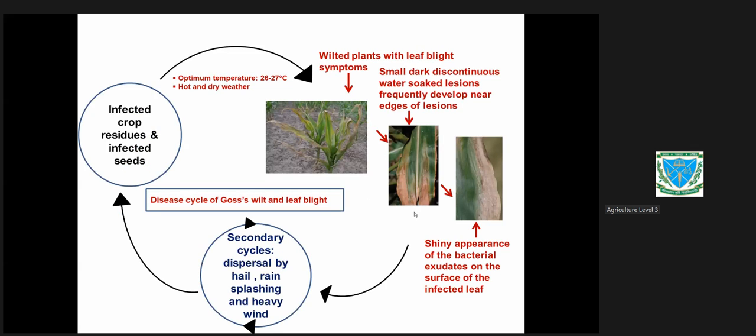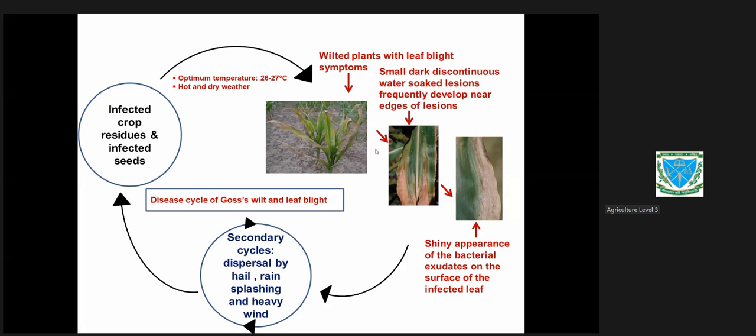How can we describe how Clavibacter michiganensis completes its life cycle? The bacterium can survive in a very low percentage in the seed and also in the residues. When you sow the seeds in the field, two conditions prevail: optimum temperature and hot and dry weather. The plants are infected systemically, and such plants wilt because this bacterium rots the vascular tissues. As a result, the plants become wilted and withered, and premature death of the plant can be noticed in the field. So this is the wilting symptom.